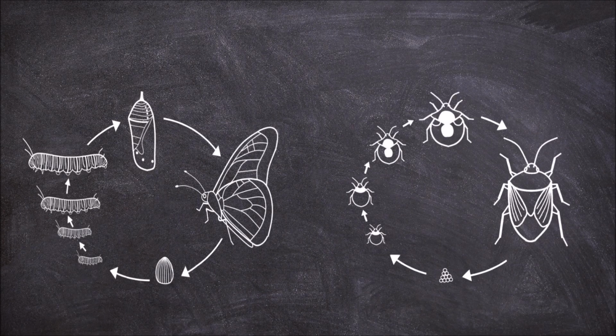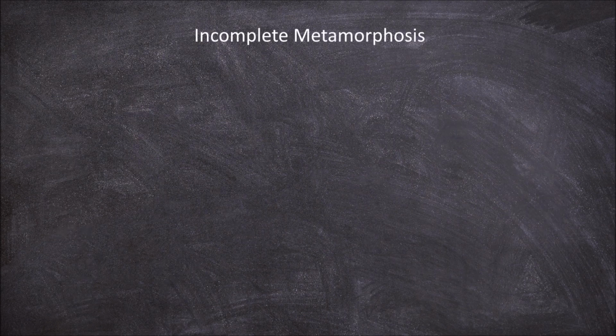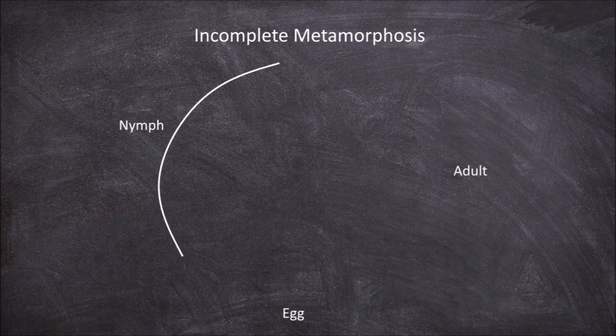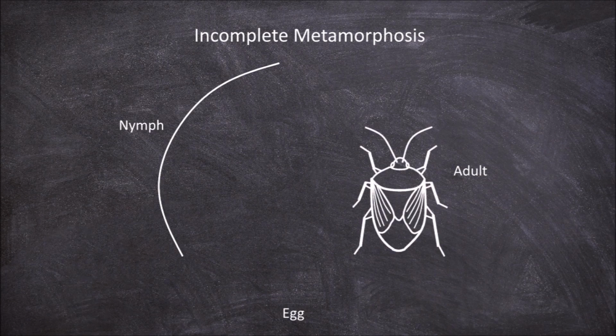In this video, we are going to discuss the difference between complete and incomplete metamorphosis in insects. Incomplete metamorphosis consists of 3 stages: the egg, the nymph, and the adult.